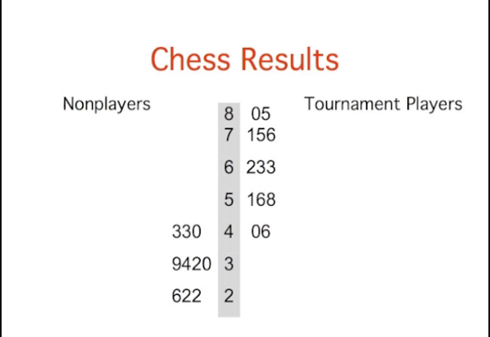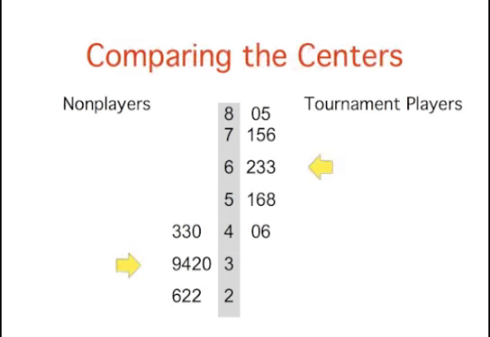This back-to-back stem and leaf display shows the results of this experiment on memory for chess positions. 2 groups are compared. On the left are the scores of people who don't play chess. On the right are people who play a great deal of chess, tournament players. By comparing the 2 distributions of scores, it is clear that the location of the center of the distribution for the non-players is lower than the center of the distribution for the tournament players.